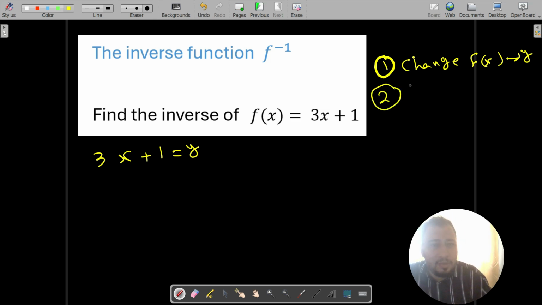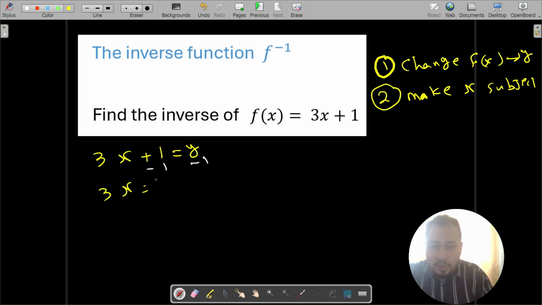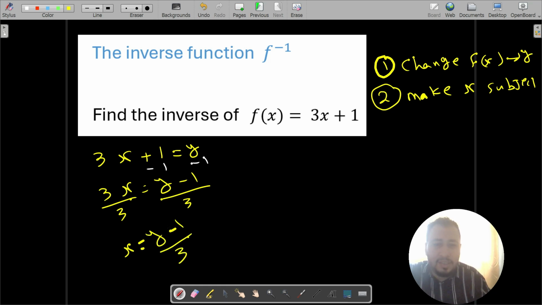But what is the second step? The second step is to make x the subject. Making x the subject means to isolate x. So how can you isolate x? Like solving for x by doing opposite operations. So instead of plus 1, it's minus 1 here, minus 1 there. So it's going to be 3x equals y minus 1. Divide by 3, divide by 3. So x equals y minus 1 over 3. This is your second step. Now x is isolated, so x is the subject.